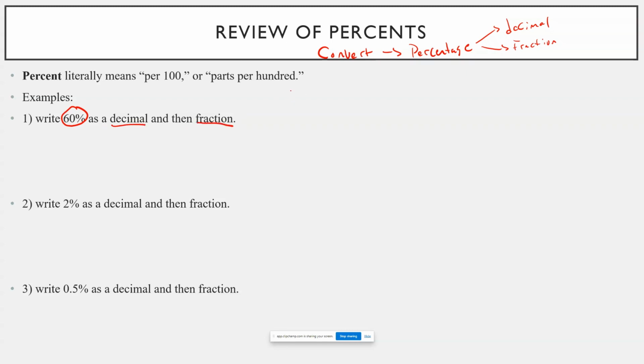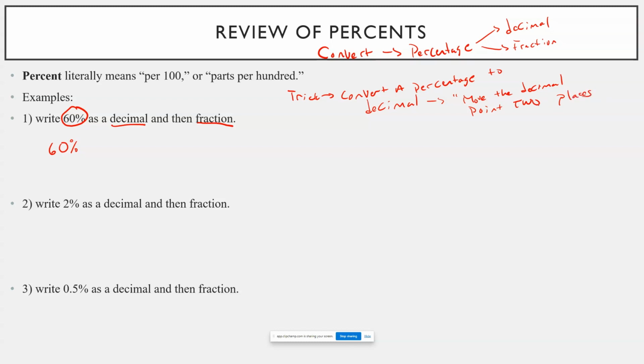All right, so there's a trick here. And this is to convert a percentage to a decimal. So if I want to take this 60%, and I want to convert it to a decimal, the trick is you move the decimal point 2 places to the left.